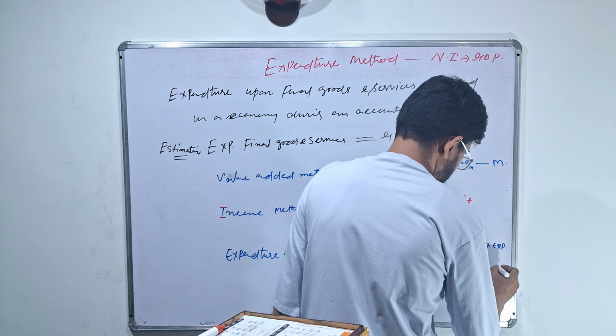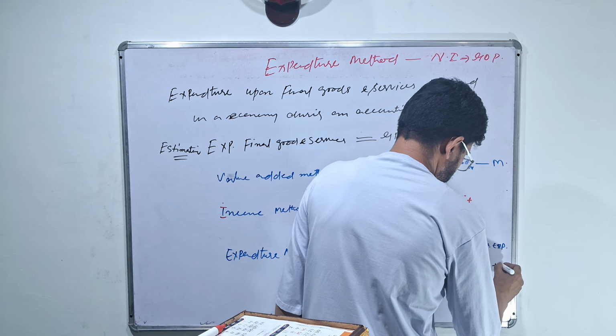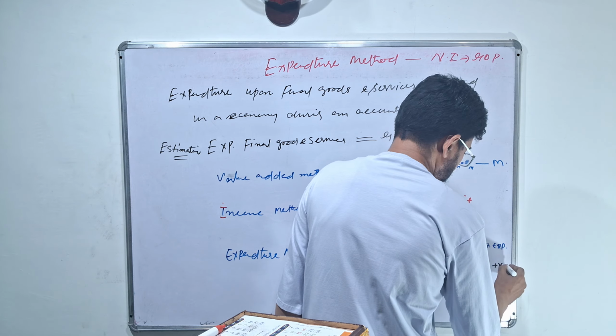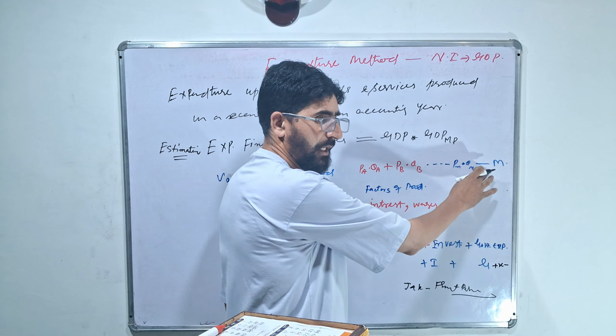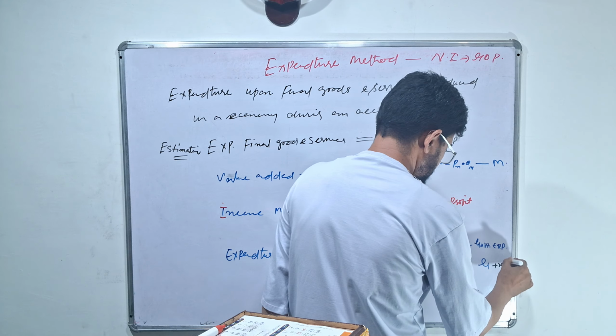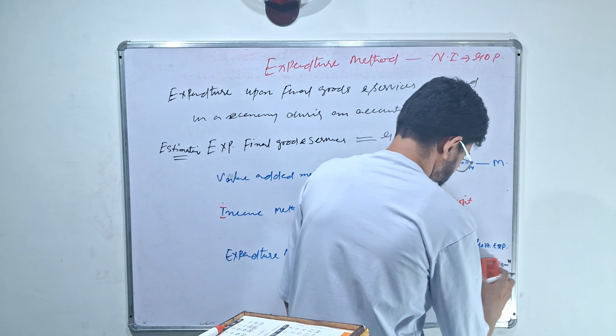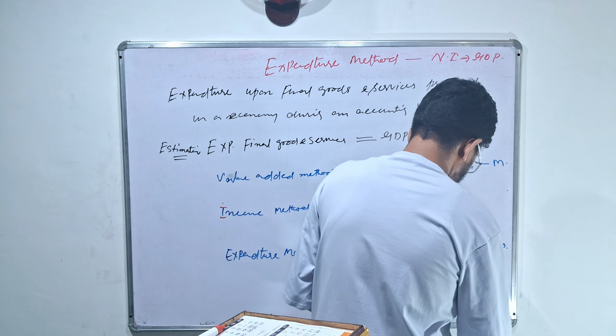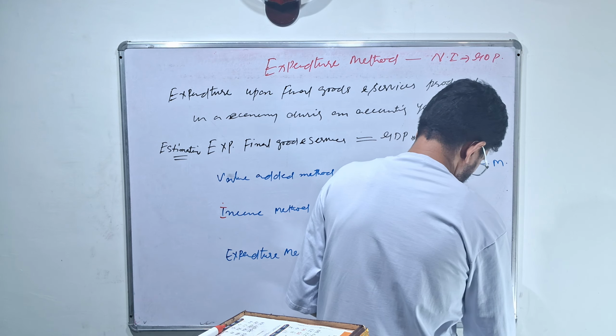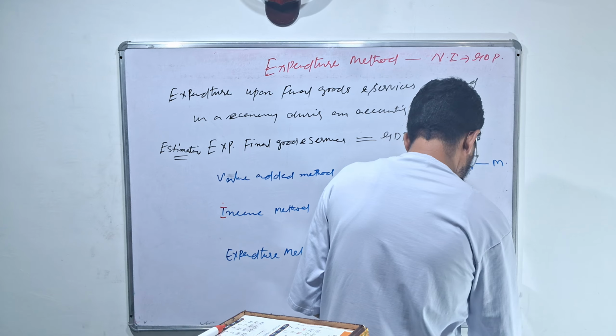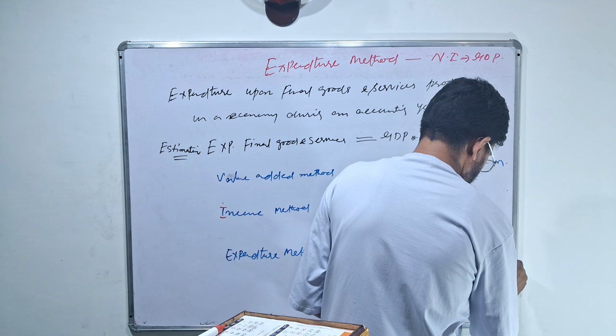After that, plus exports minus imports, minus what we did here, imports M. So here G will be G plus exports minus imports.